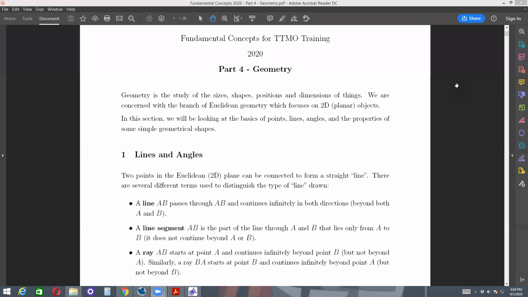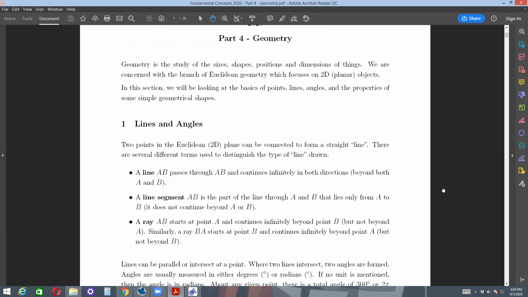Okay, so we'll start by going through briefly the fundamental stuff on geometry and focus on some of the important things. Some of this you would have seen already. So basic stuff like lines and angles. You need to know what a line is, a line segment, a ray, those things you can go through.